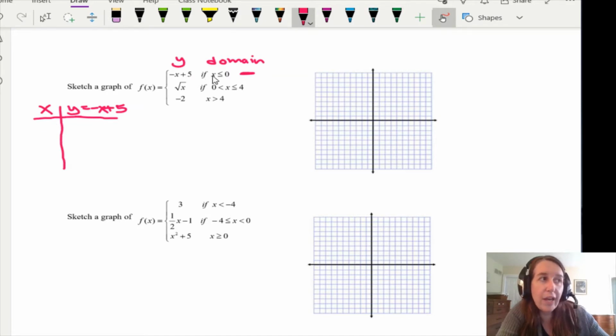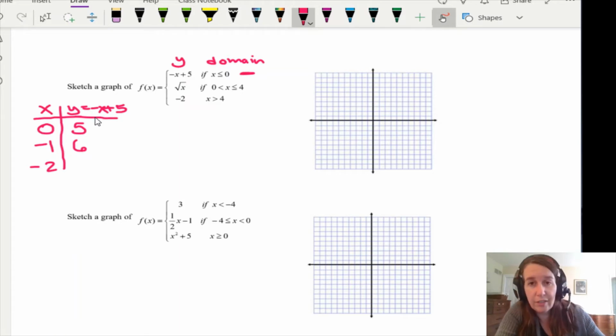All right, we start with x less than or equal to 0, so let's start with the point 0. That says y equals negative 0 plus 5, so y is equal to 5. Notice that's going to be a filled in dot when we graph it. Now we have to go less than 0, so let's go to negative 1. If we put in negative 1, that's 1 plus 5, so that is 6. Let's do another smaller point to make sure we have a good graph. This is a line, just x, first degree, it's linear. Negative 2, so that's 2, plus 5 is 7.